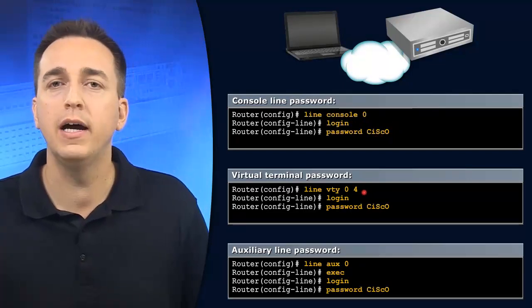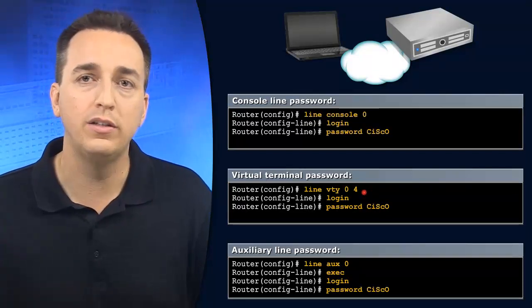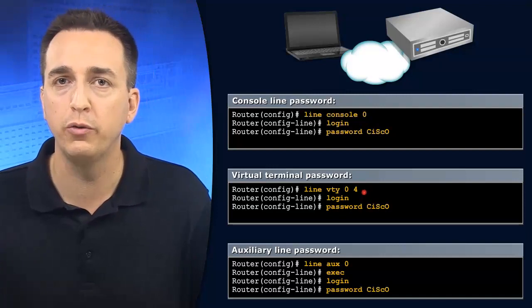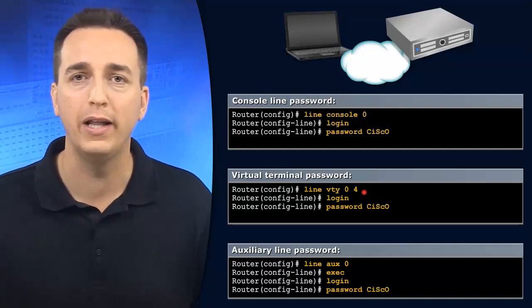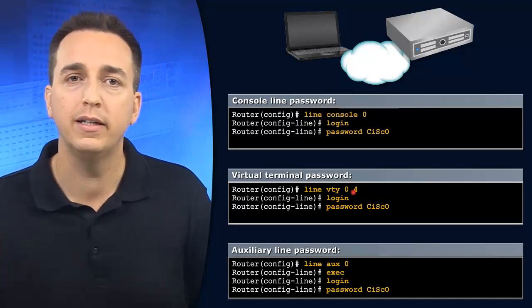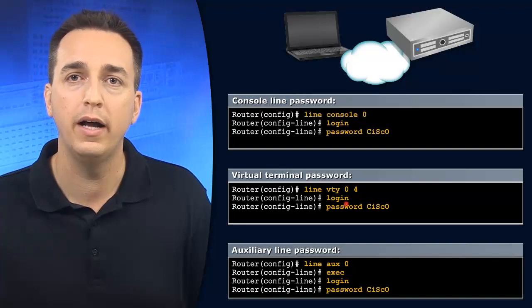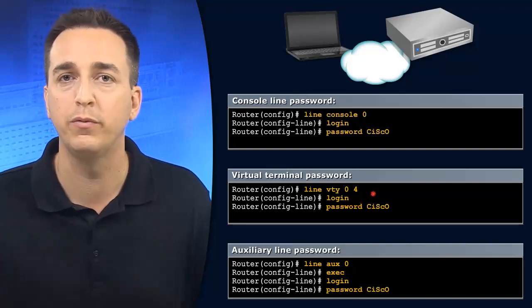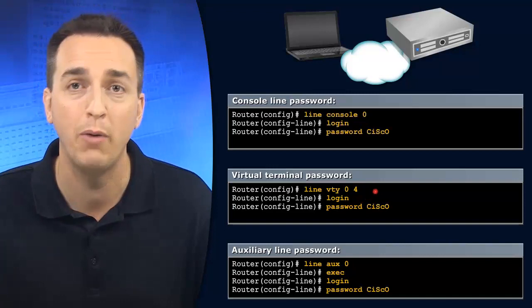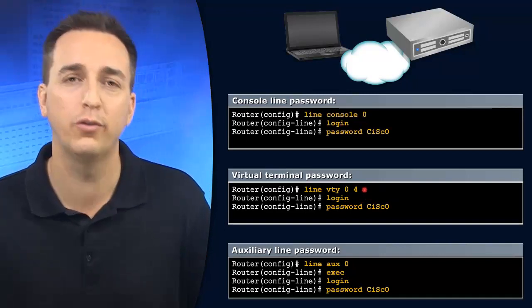Our VTY lines are utilized for remotely managing our routers. Our default VTY lines are 0 through 4, so there's 5 default VTY lines, but you can get routers with more than that. You might see a router that has line VTY 0 through 4, and then line VTY 5 through 15 is an example for a total of 16 VTY lines. However, it still technically only has 5 default VTY lines, 0 through 4.